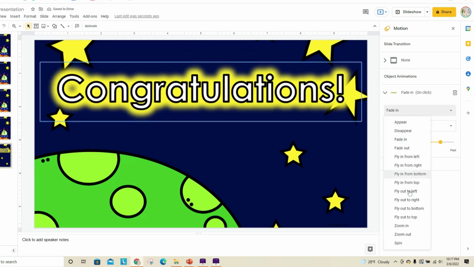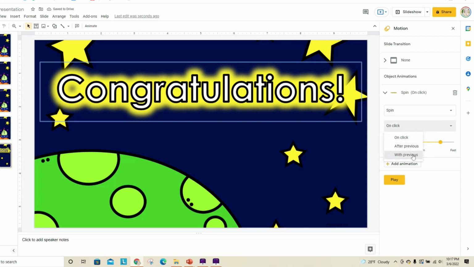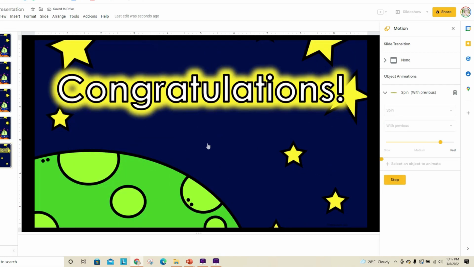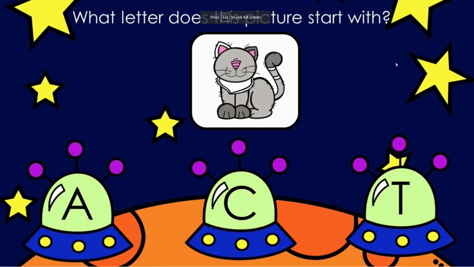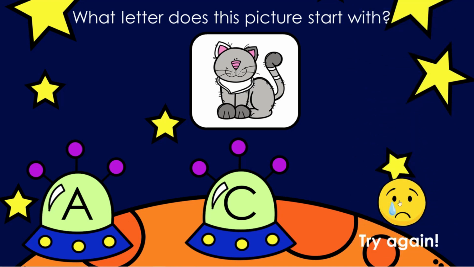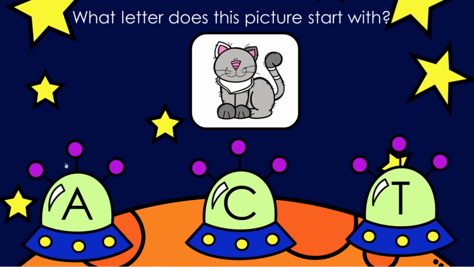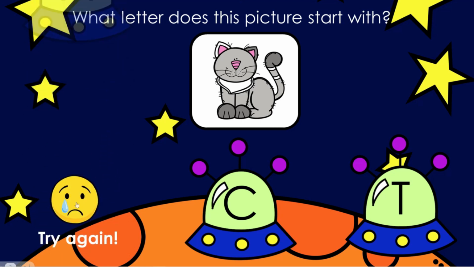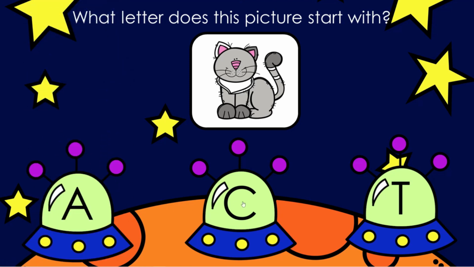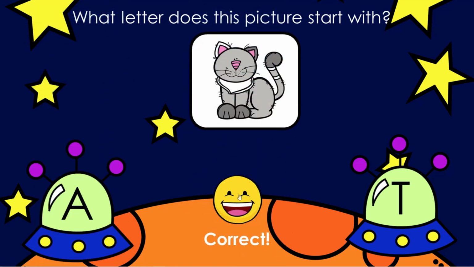Then I'm going to go ahead and also add an animation to congratulations, and I'll put with previous so it plays automatically. And then this is what your game will look like. When you click with previous, it makes the spaceship fly in the air when you click it. And then you can go ahead and click try again. Oh, you got it correct. Congratulations.